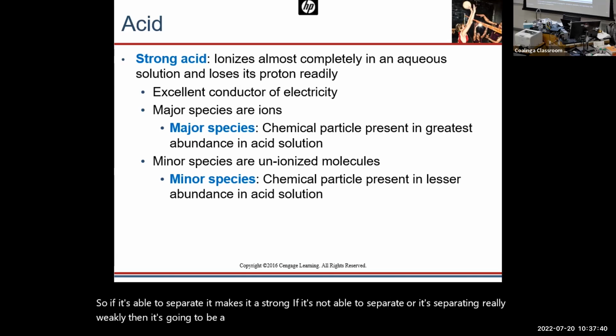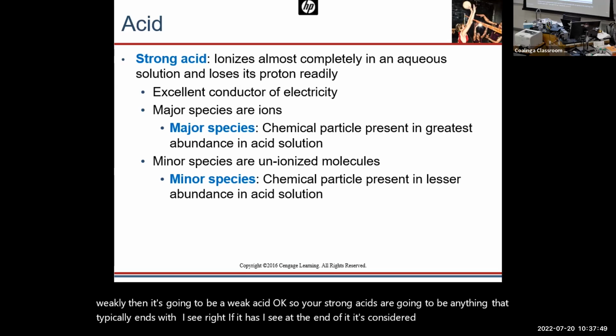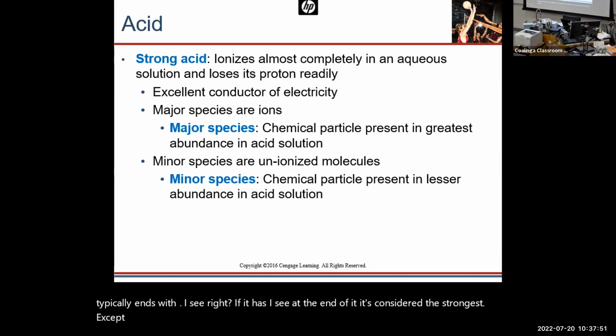Your strong acids are going to be anything that typically ends with -ic, right? If it has -ic at the end of it, it's considered a strong acid, except when it's carbon. If it has carbon in it, carbon always makes it a weak acid. So carbonic acid, a weak acid. Oxalic acid, a weak acid. Acetic acid, a weak acid.